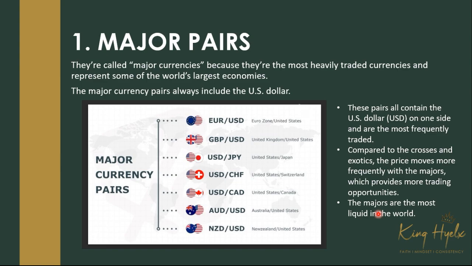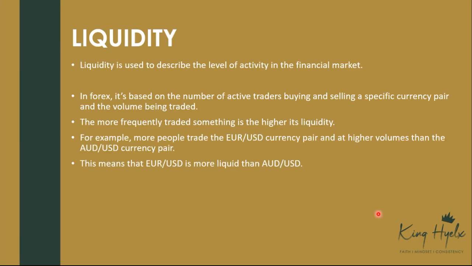So let's go further. Say for example, more people trade the Euro USD currency pair, and at higher volumes, than the AUD USD currency pair. That means Euro USD is not the most liquid, but it's more liquid than AUD USD. If more people trade Euro USD than AUD USD, that means Euro USD is more liquid because there's a higher number of selling and buying going on in Euro USD as compared to AUD USD. So let's go for that.